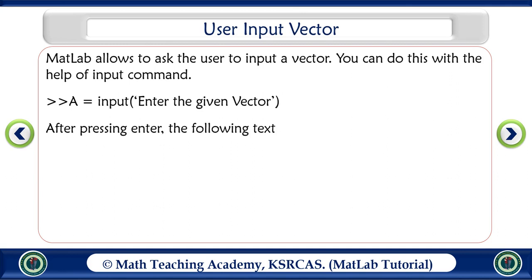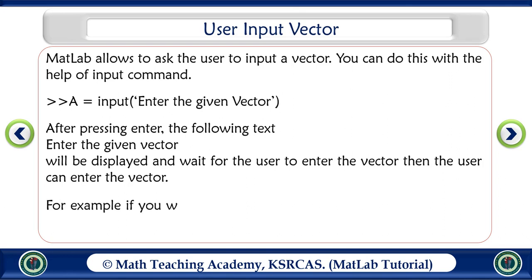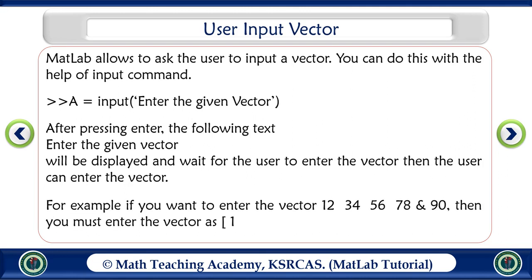After pressing enter, the text "enter the given vector" will be displayed on the screen and wait for the user to enter the vector. For example, if you want to enter the vector 12, 34, 56, 78 and 90, then you must enter it within square brackets: 12 space 34 space 56 space 78 space 90.